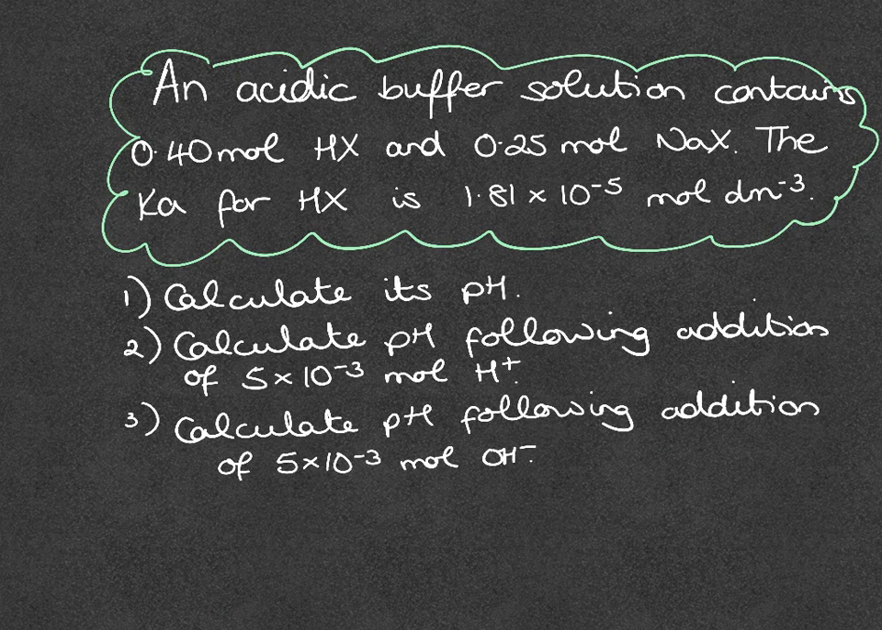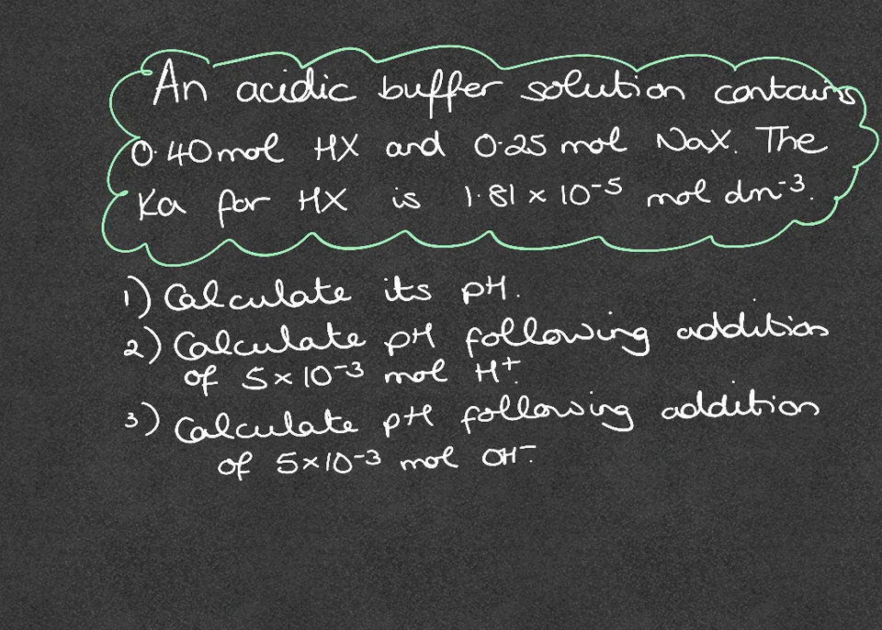So let's work through some calculations involving an acidic buffer. There's a scenario at the top there. Now you'll notice that it's just moles. I haven't given you concentrations, haven't given you volumes or grams or anything like that. So this is the simplest form that we can look at. So you've been given moles of HX, you've been given moles of the X minus, and you've been given a Ka. And there's three parts to the calculation.